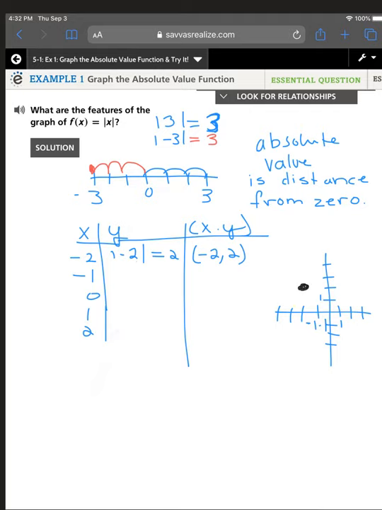So now let's do the next one. What would the absolute value of -1 be? Distance away from 0 would just be 1. So now this is the point -1, 1. Okay. Now we continue on with 0. Absolute value of 0, how far is 0 away from 0? Well, nothing.